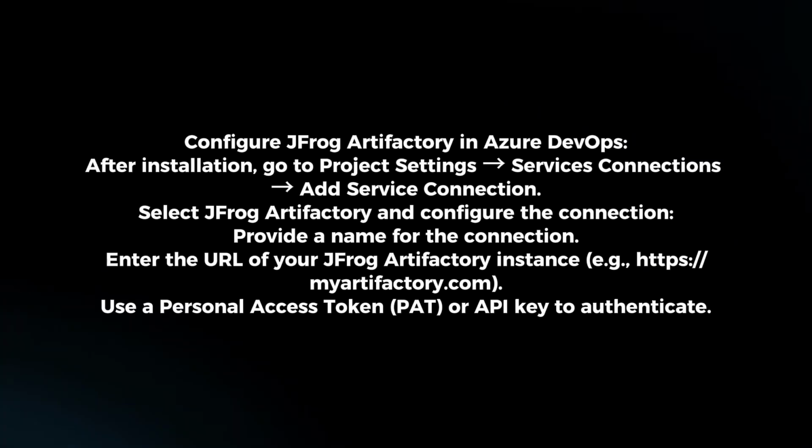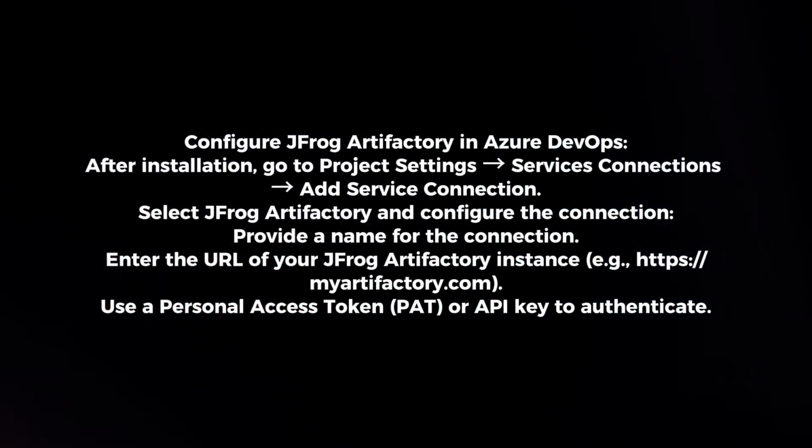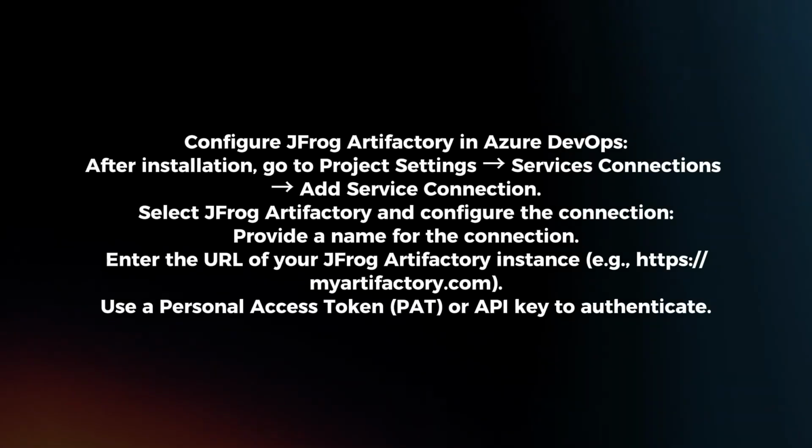Provide a name for the connection. Enter the URL of your JFrog Artifactory instance. Use a personal access token or API key to authenticate.